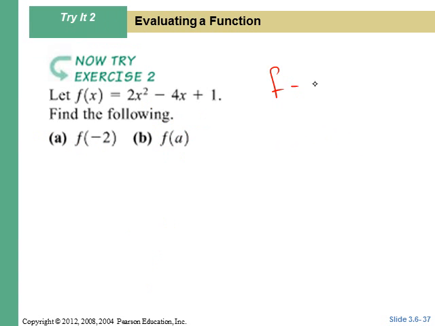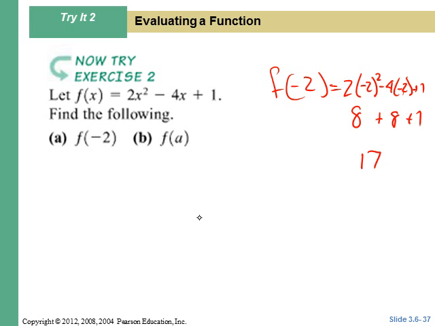So for a, f of negative 2 is 2 times negative 2 squared minus 4 times negative 2 plus 1. Negative 2 squared is 4 times 2 is 8. Negative 4 times negative 2 is positive 8 plus 1 is 17. f of a, instead of writing x, we're going to write a. 2a squared minus 4a plus 1.